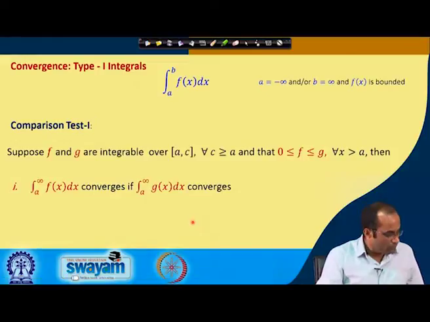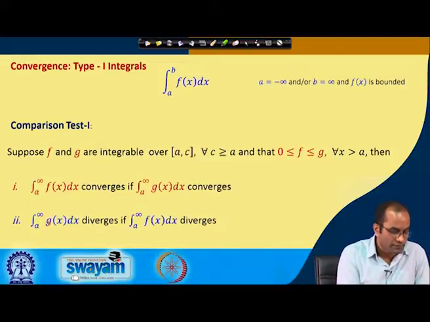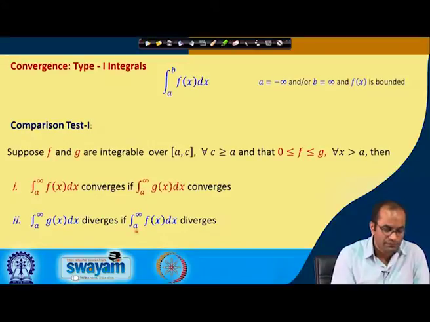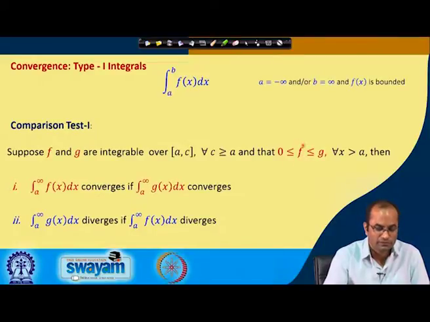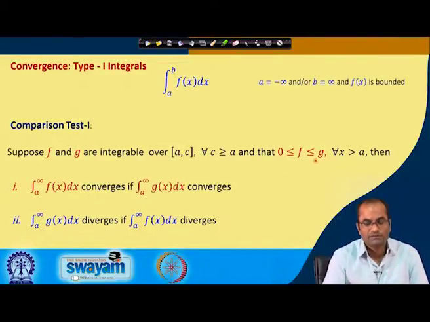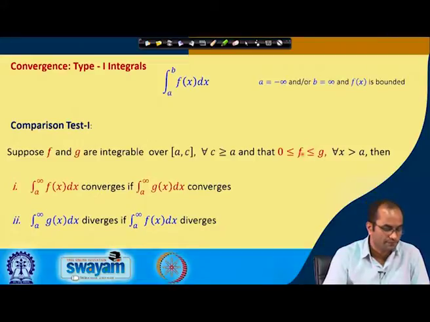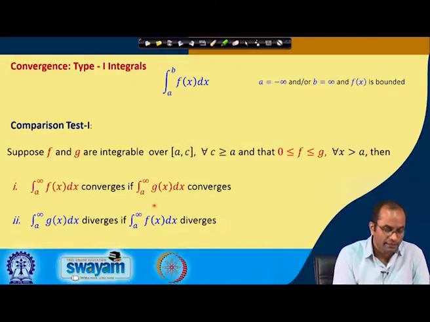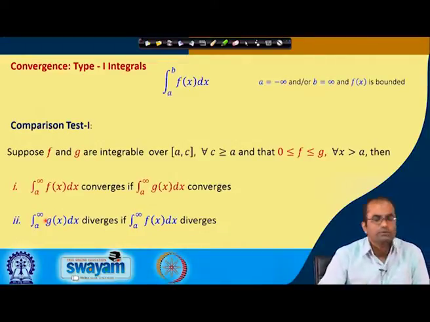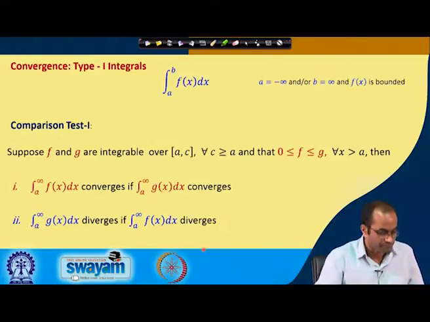There is another conclusion we can draw: the integral from a to infinity of g(x) diverges if the integral of f(x) diverges. So, if the integral from a to infinity of f(x), the smaller integral, diverges, then naturally we can conclude that the integral of g will also diverge, because f is taking smaller values at any point x greater than a, and if the integral of f does not exist, then naturally the integral of g will also not exist; it will also diverge.